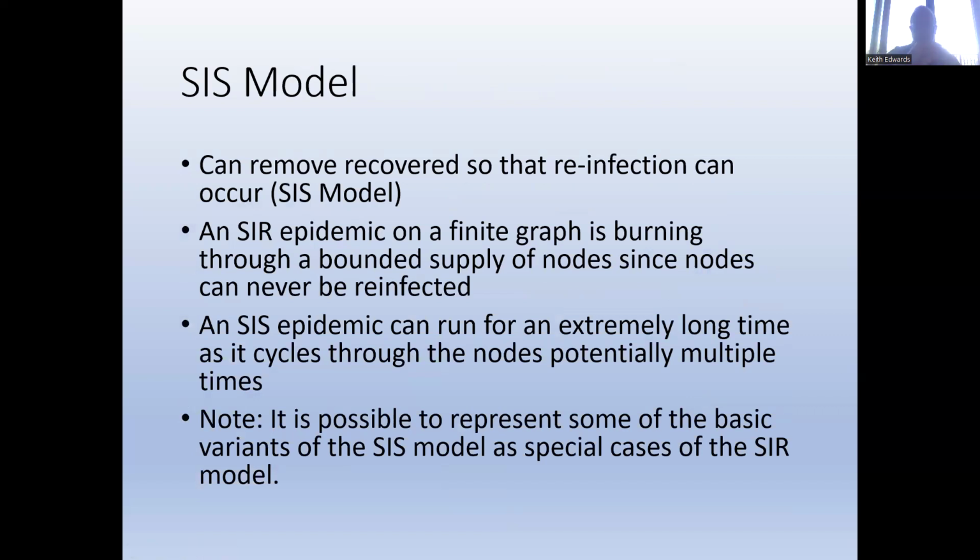The final variation on the SIR model is the SIS, and this is where reinfection can occur. And so this is a situation like COVID-19, where you can actually get this thing multiple times. So an SIR epidemic on a finite graph burns through the bounded supply of nodes since they can never be reinfected, or the ones with immunity can't get it. The SIS epidemic can run for an extremely long time as it cycles through the nodes potentially multiple times. And I think we all know folks who have caught COVID-19 a couple of different times. And so we can represent that type of situation.